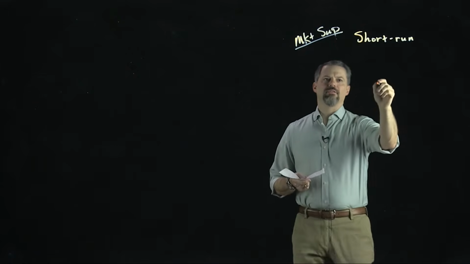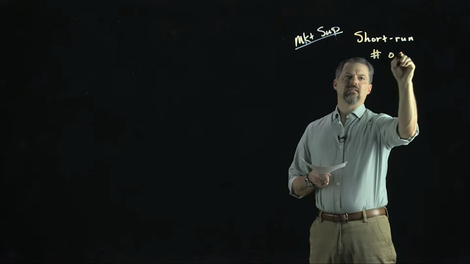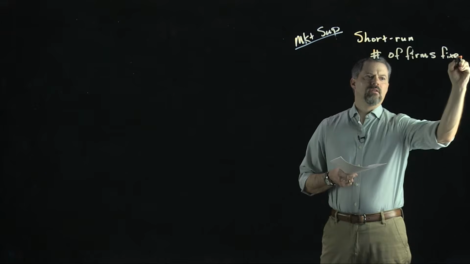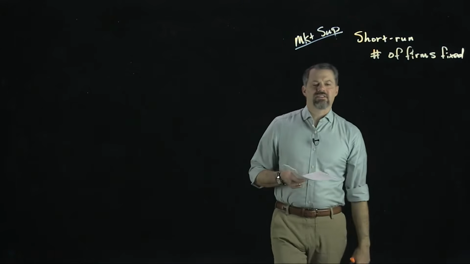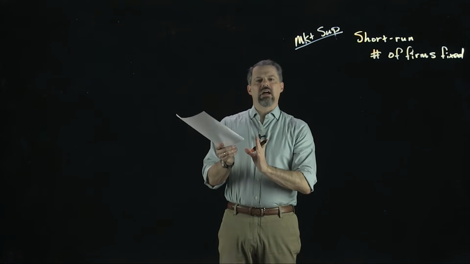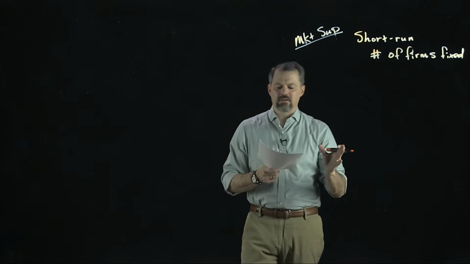So for now, we're going to think about the short run. Number of firms is fixed. So let's put that number of firms, that's important. Number of firms is fixed. Now that makes our life easy because we know that each individual firm's supply curve is its marginal cost curve.